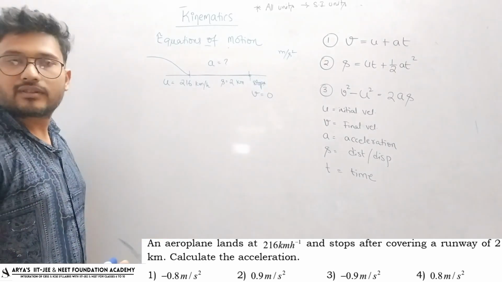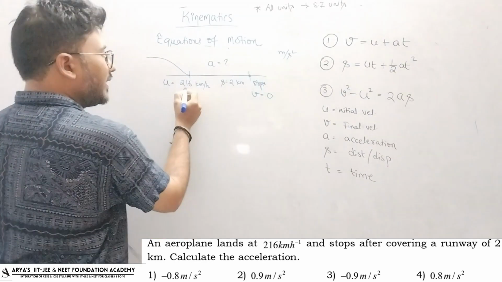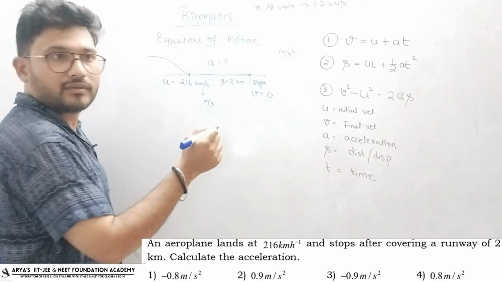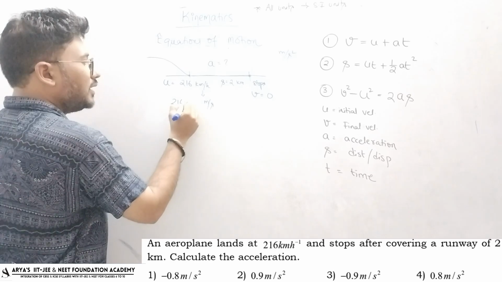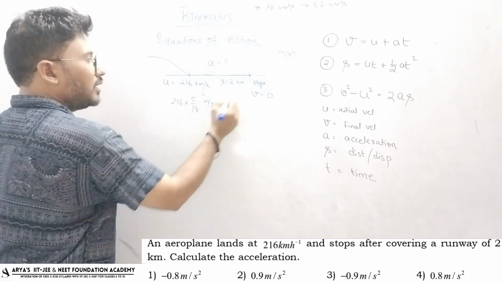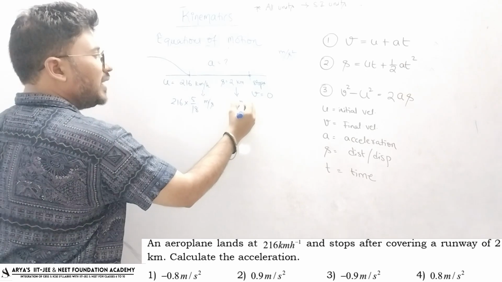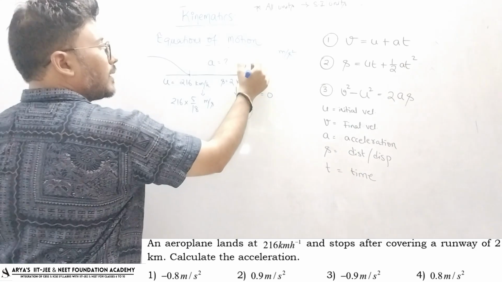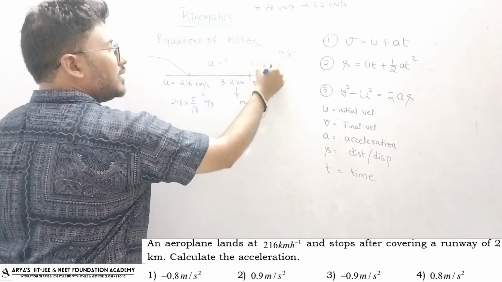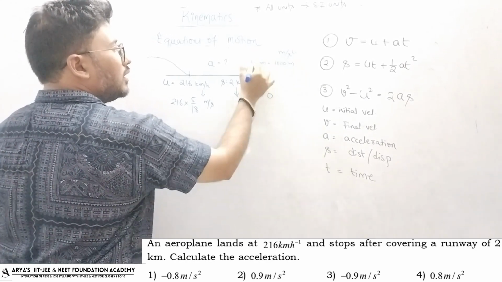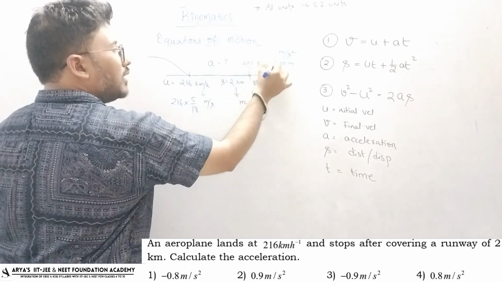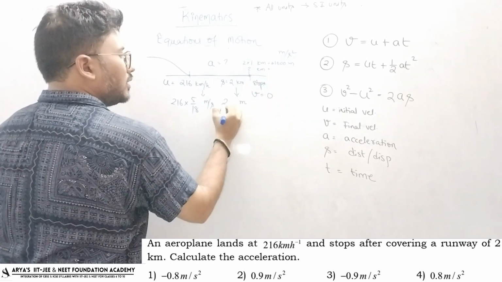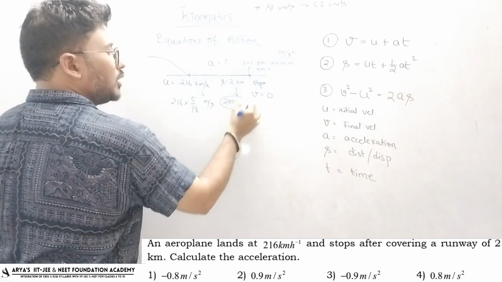Now if you see all the options, they gave all options in meter per second square. So all units should be SI. So let us convert this to meter per second. How to convert 216 to meter per second? 216 into 5 by 18. You should convert 2 km to meters. 2 kilometers means how many meters? 1 kilometer is 1000 meters, so into 2. So 2 kilometers means how many meters? 2000 meters. So we got the s value.